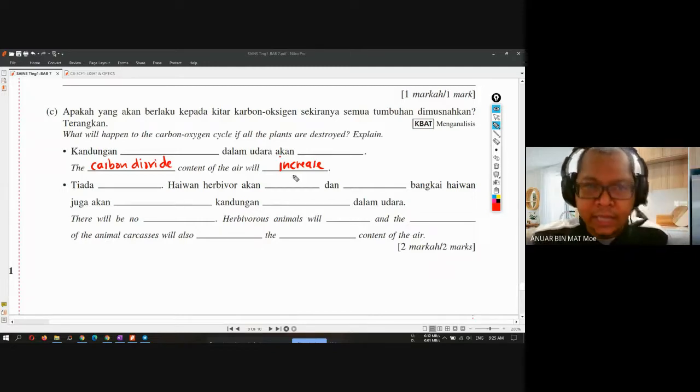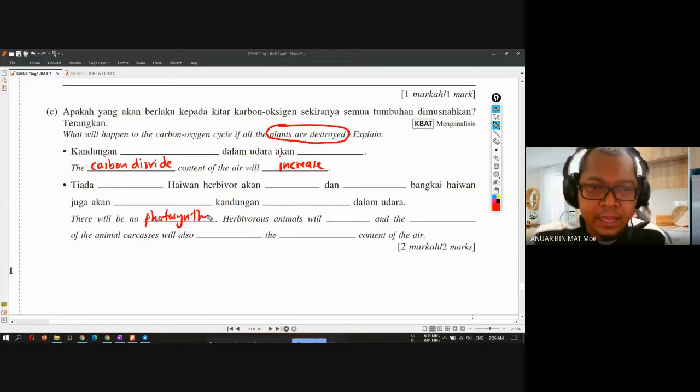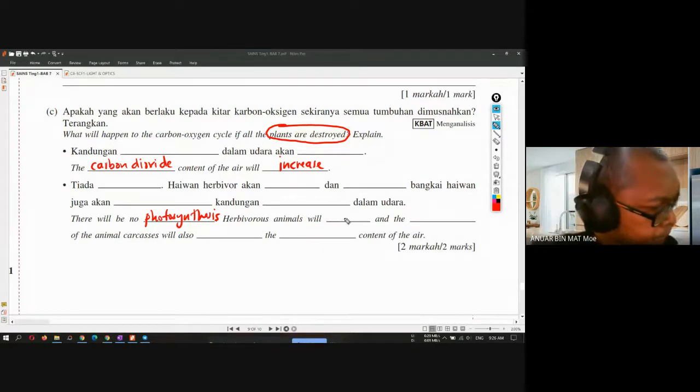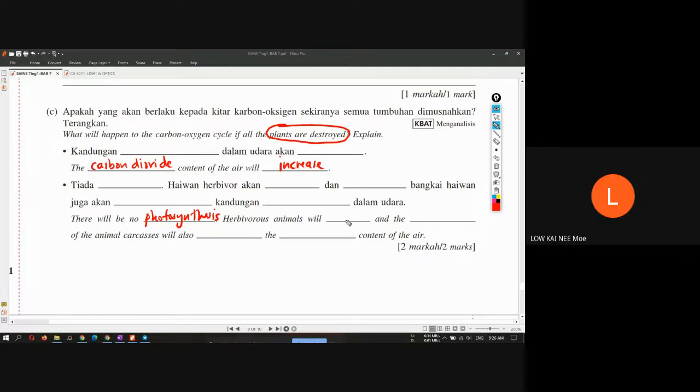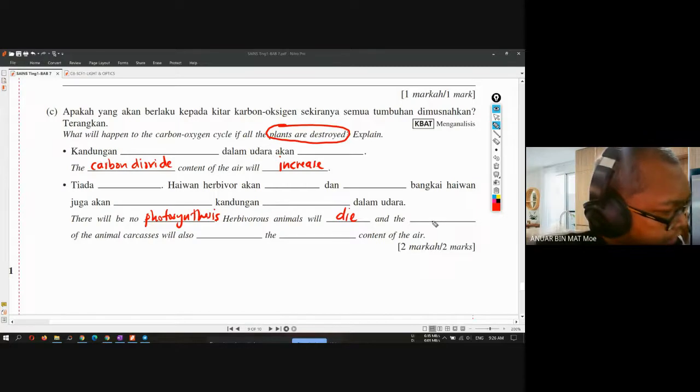When the plants are destroyed, what process cannot happen? Photosynthesis. Okay, very good. So there will be no photosynthesis, right? Herbivorous animals will, what happens to the animal? Die. Okay, good. The answer is die.